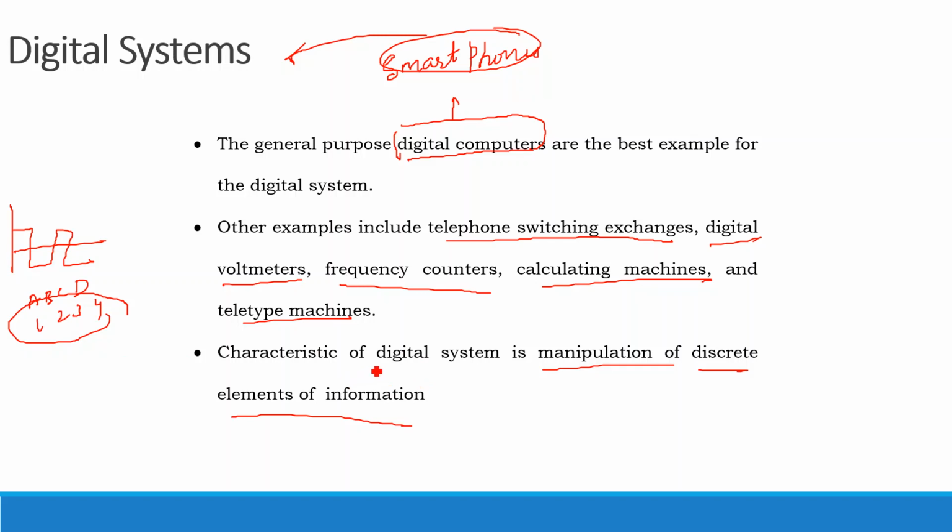Once again I repeat, the information may be electric impulses, alphabet letters, numbers, or any arithmetic operations which can be given as an input to a digital system. Those are known as discrete elements of information. And what our digital system does is manipulate these discrete elements of information. That is the characteristic of digital systems. I hope this is clear to you.